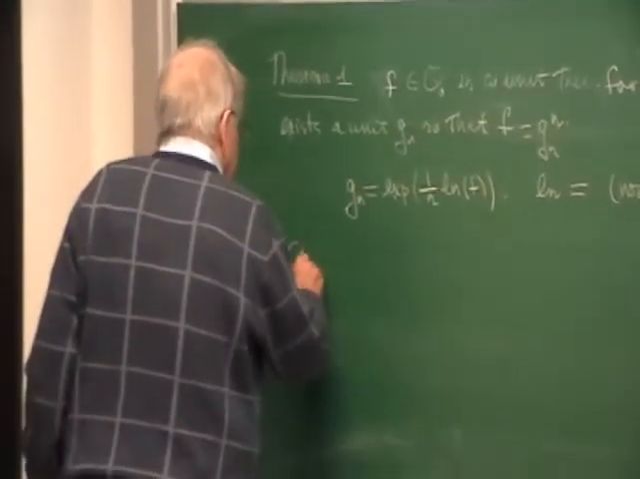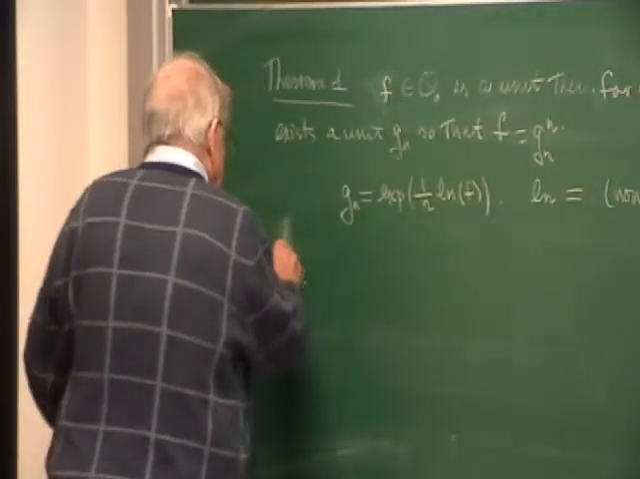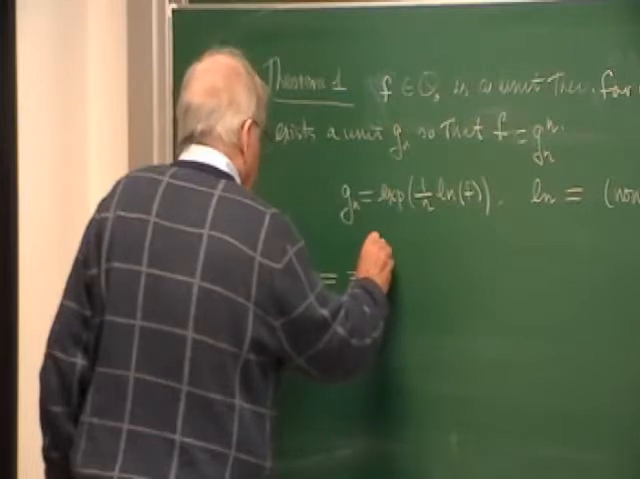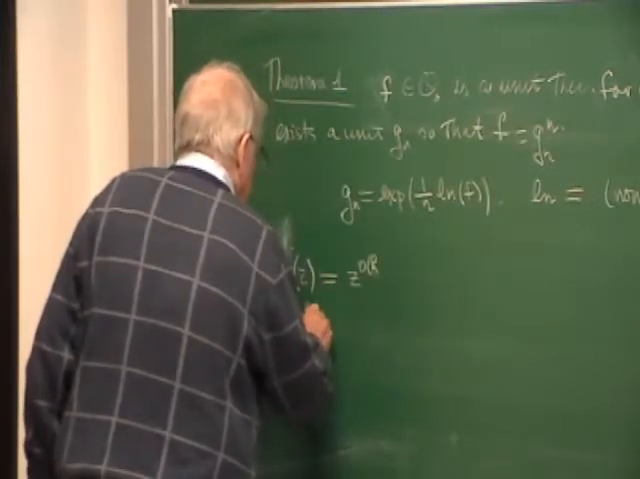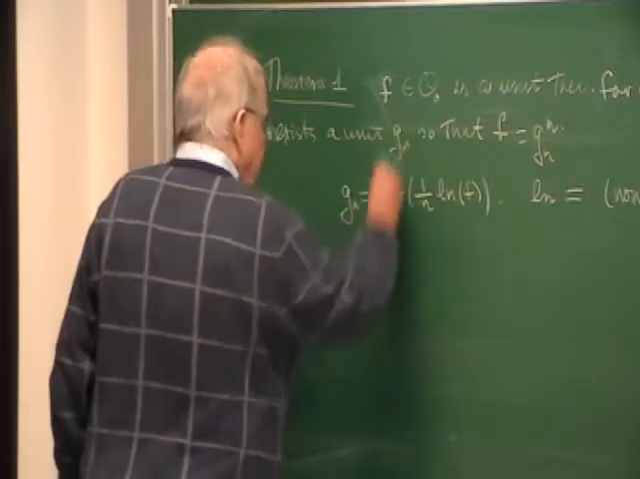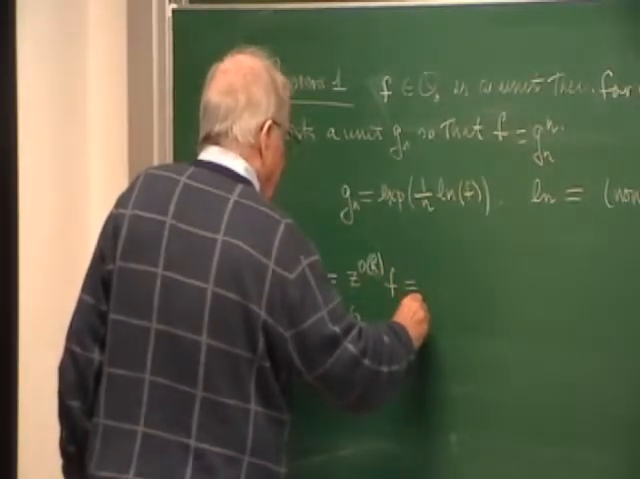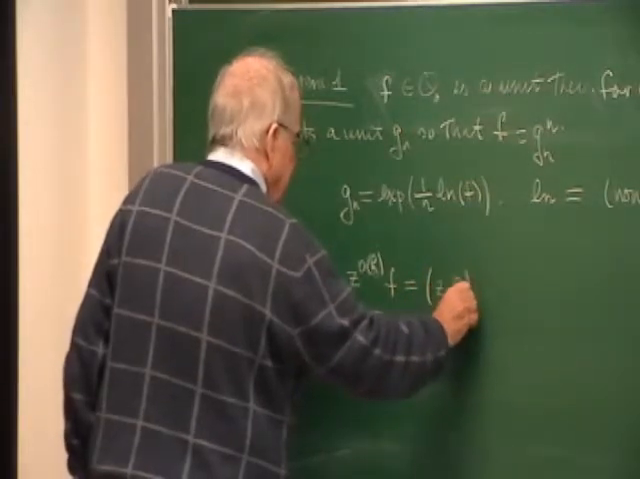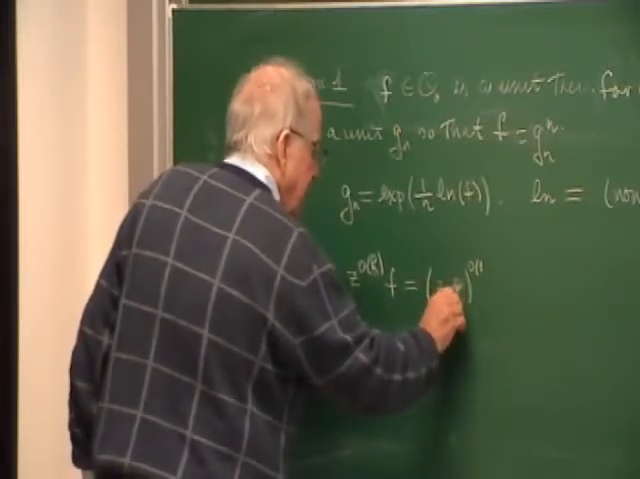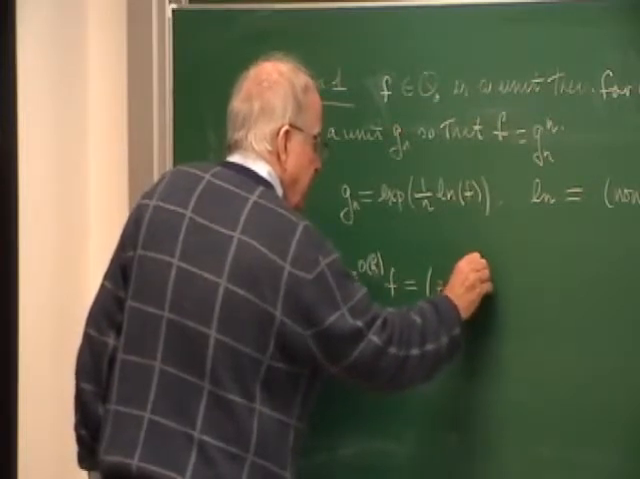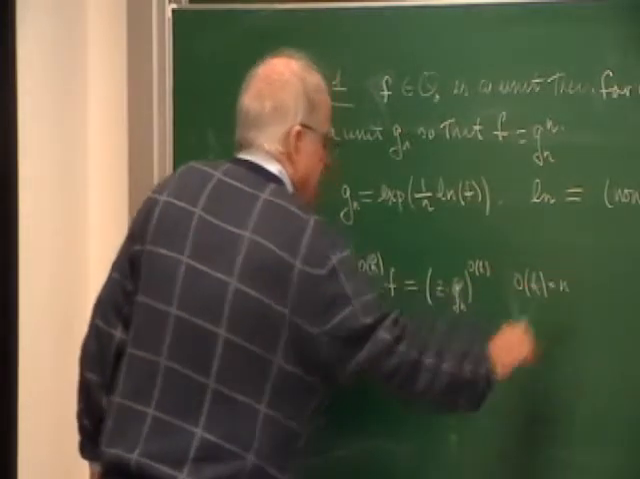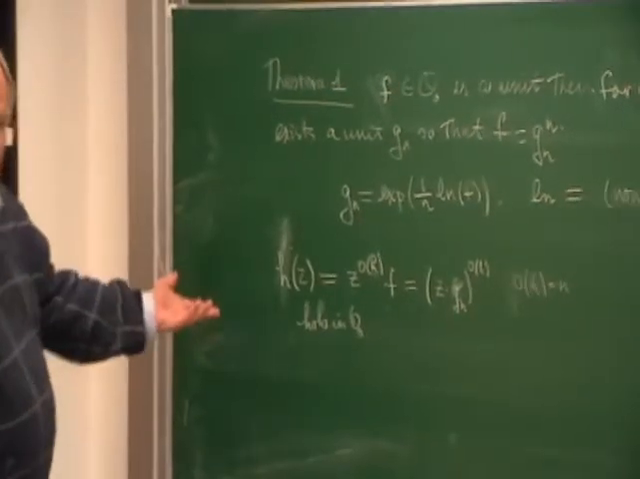So if h of z, here we go, we know is a holomorphic function, which is z to the order of h times a unit. So h is holomorphic in the local ring is some vanishing thing times a unit, which I've just called f. Then this thing I can write as z times Gn, as above, where the order of h is n. I took the root.